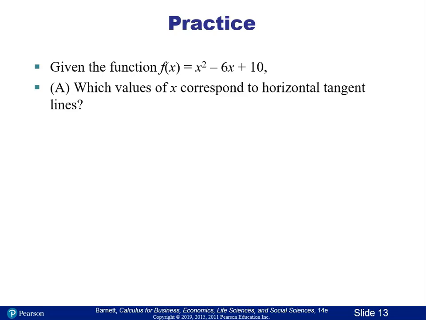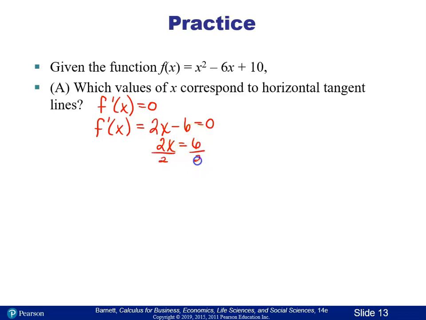Okay, here's an example that would be a good one for you to try. For this one, to find the horizontal tangent lines, we need to set the derivative equal to 0. So my derivative for this one is going to be equal to 2x minus 6. So 2x is going to be equal to 6. Divide both sides by 2, so x is going to be 3. That is going to be the location of my horizontal tangent line.